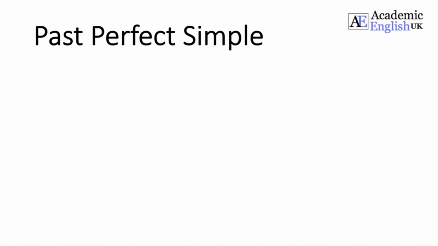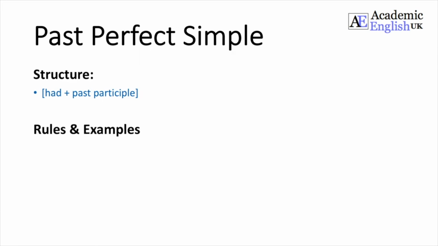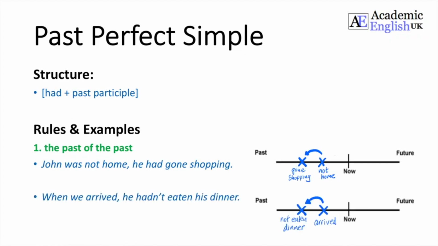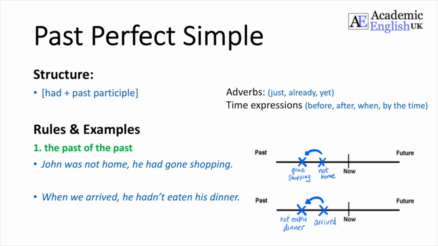Okay, moving on to the past perfect simple. So this is created using had plus the past participle, and there is one key rule, and this is the past of the past. And two examples: John was not home, he had gone shopping, and when we arrived, he hadn't eaten his dinner. There are key adverbs used with this tense, such as just, already, and yet, and key time expressions like before, after, when, and by the time.